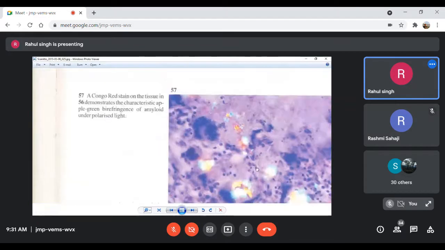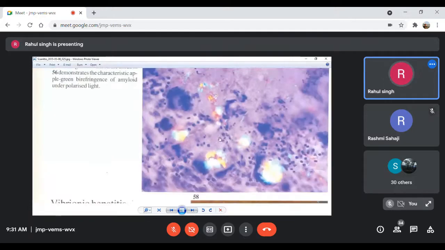What is this one? This is amyloid, deposits of amyloid, and under the polarized light will give apple green birefringence. The edges of the amyloid deposit give this. You can see this apple green color. This is the birefringence.